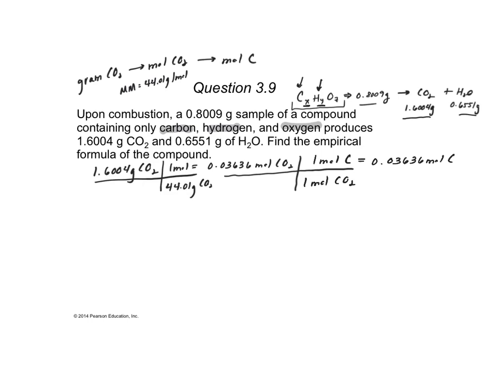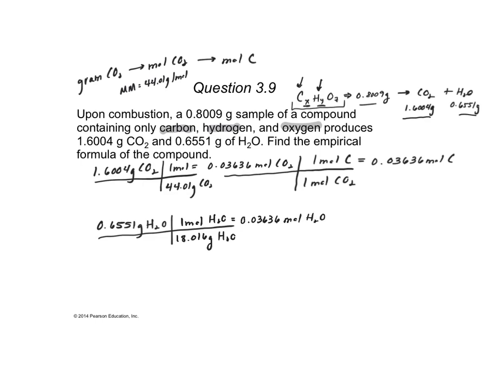So now to go about getting Y, which is the moles of hydrogen, we're going to do the same thing, but we're going to start with the mass, or the grams, of water that was produced in the combustion reaction. So I'm going to convert from grams of water to moles of water by dividing by the molar mass of water. So water is 18.016 grams for every 1 mole of H2O, and that gives me 0.03636 moles of H2O.